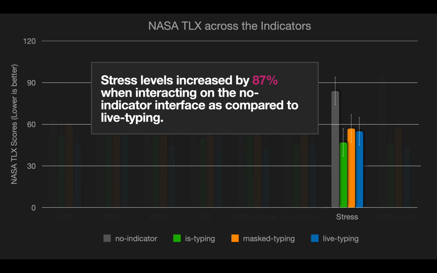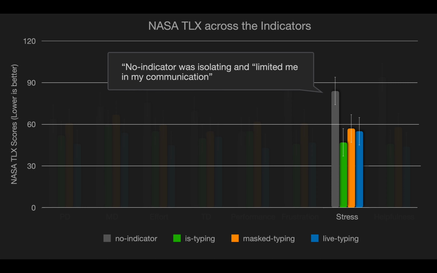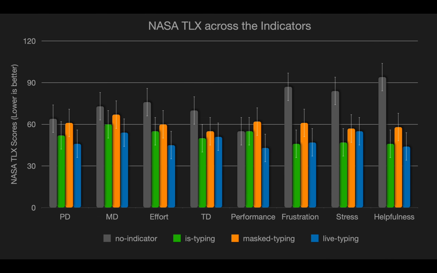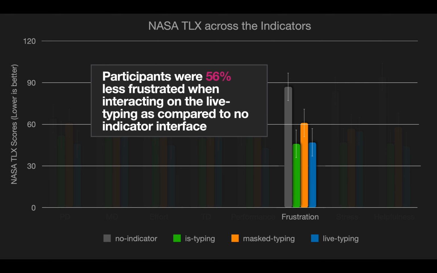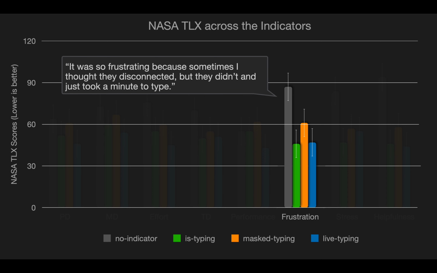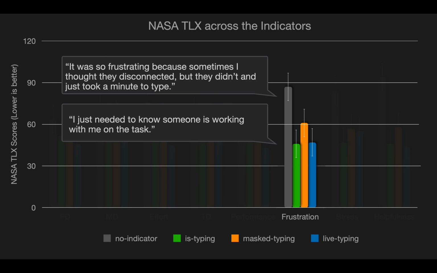Similarly, stress levels increased by 87% when interacting on the no indicator interface as compared to live typing, where participants reported that the no indicator was isolated and limited me in my communication. Lastly, participants were 56% less frustrated when interacting on the live typing interface as compared to no indicator. This was also evident since participants reported, "It was so frustrating because sometimes I thought they disconnected, but they didn't and just took a minute to type. And I just needed to know that someone is working with me on the task."